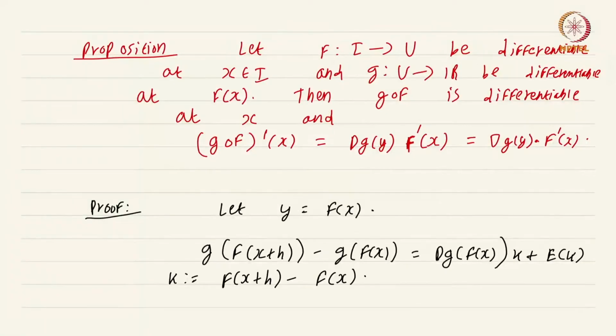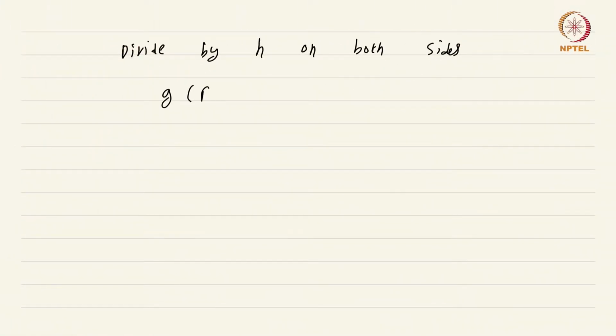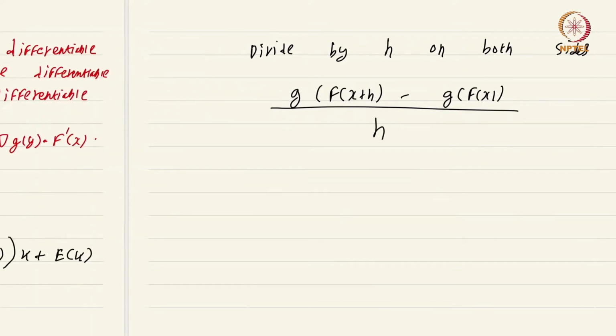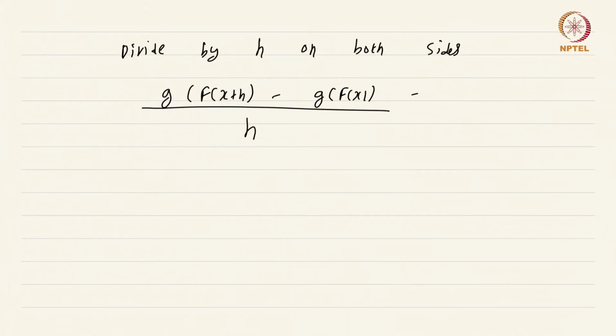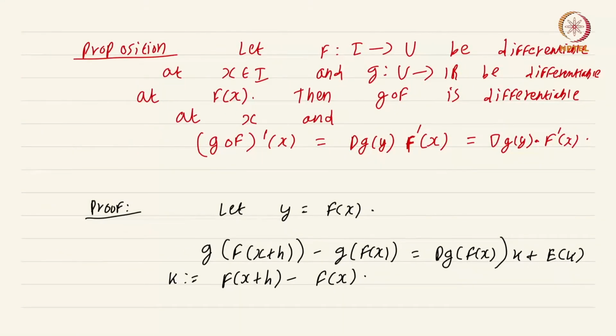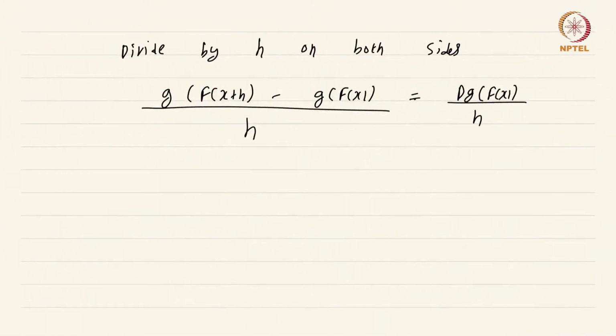Okay. So what we will get is [g(f(x+h)) minus g(f(x))] divided by h is equal to dg at f(x) acting on k by h, plus e(k) divided by h.